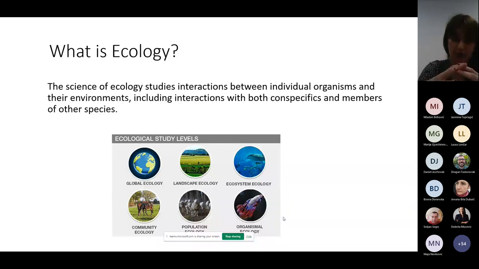And what is ecology? This is the problem, because in our region, in the Western Balkan region and your countries, our countries, this term is not used properly. So let's see first what ecology is. This is a science. The science of ecology studies interactions between individual organisms and their environment. So we can mathematically express this relationship between environment and organisms. And of course, we can describe major principles and interaction between different species.